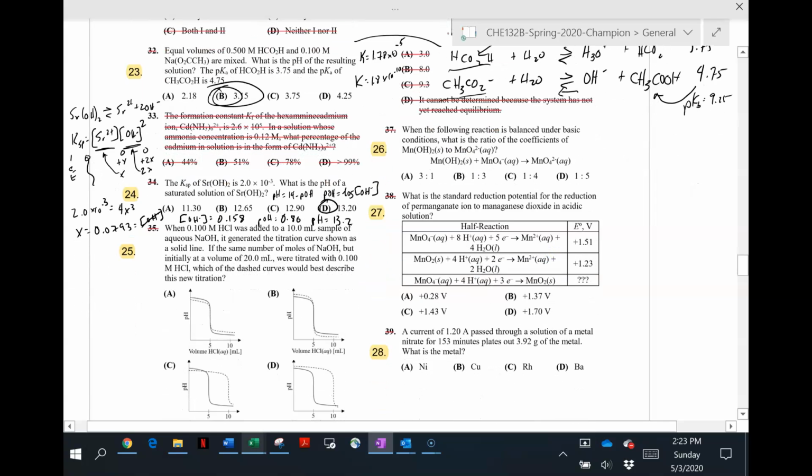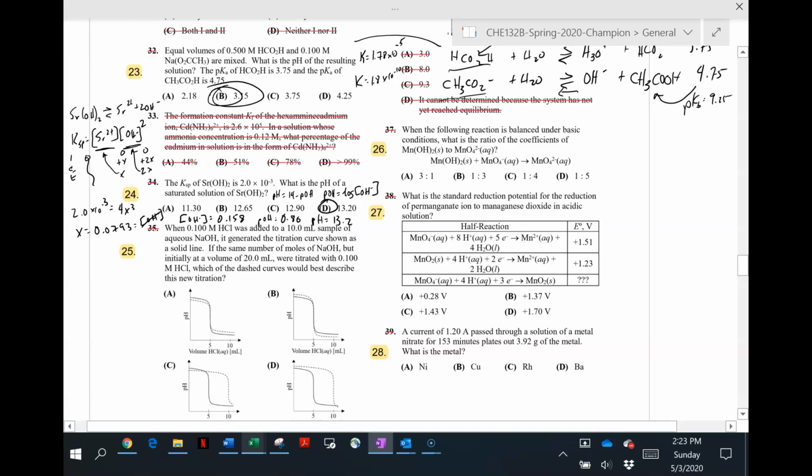All right, looking at 25 here, when 0.1 molar HCl added to 10 milliliters of aqueous NaOH generates a titration curve shown in a solid line. If the same number of moles of NaOH, but initially at a volume of 20 milliliters, were titrated with the 0.10 molar HCl, which of the dashed curves would best describe the titration?